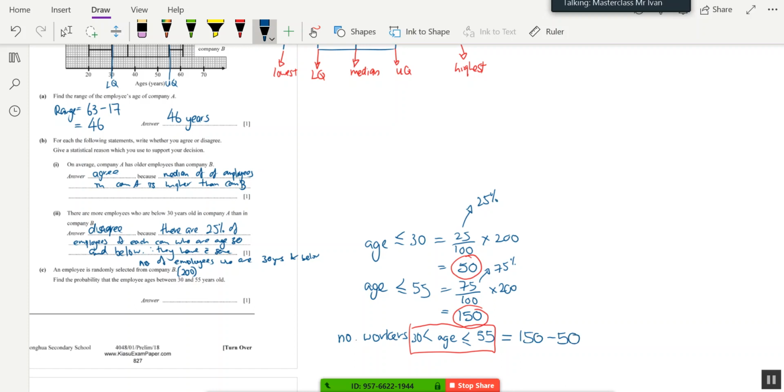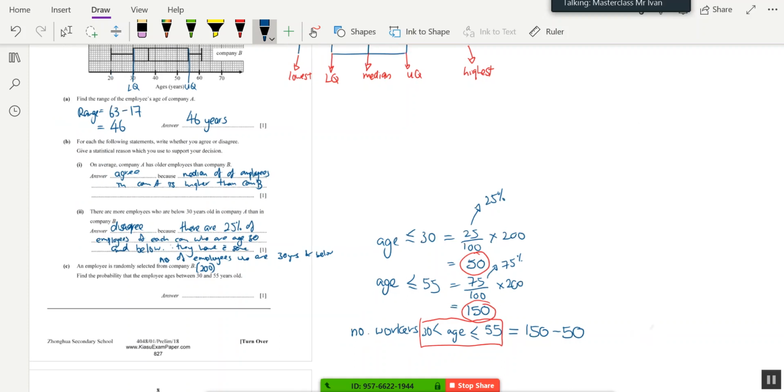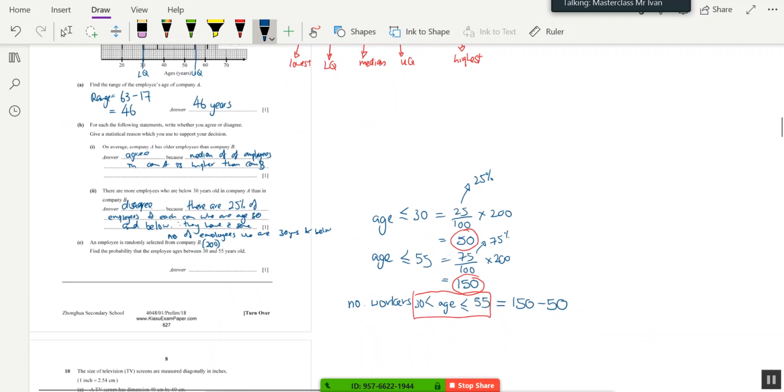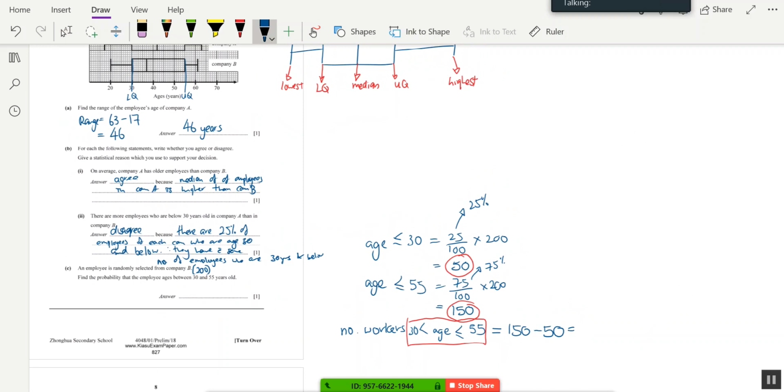Remember, cumulative frequency is always that amount or more, or less? That amount or less. Okay? So to find the in-between, we always use the bigger amount or less minus the smaller amount or less. Okay? So this one is equal to 100. Which means there's 100 over 200. So the probability is equal to half. Okay?